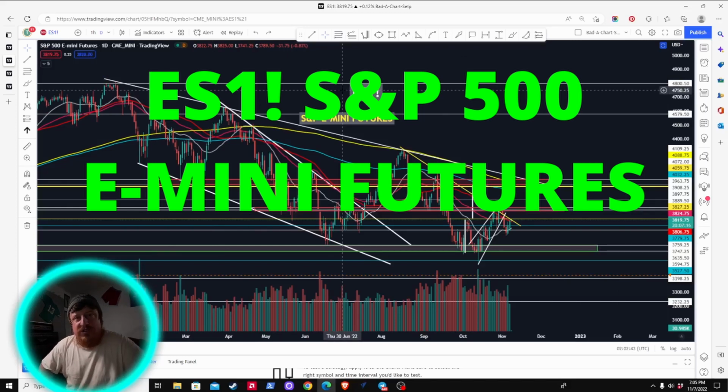Some YouTubers or other traders use the NASDAQ 100. Some use the Dow Jones. I do peek at those from time to time, but primarily I focus on this S&P 500 E-mini futures.